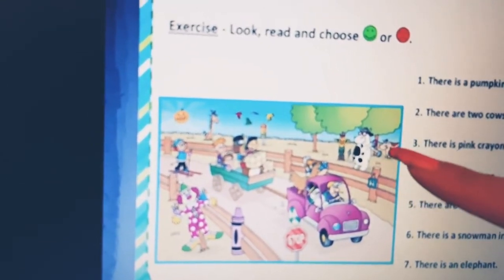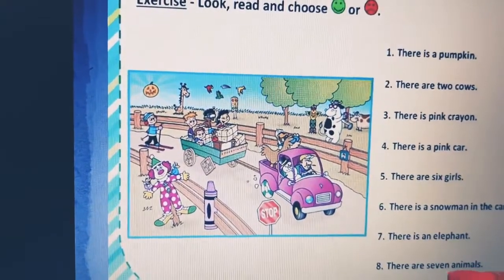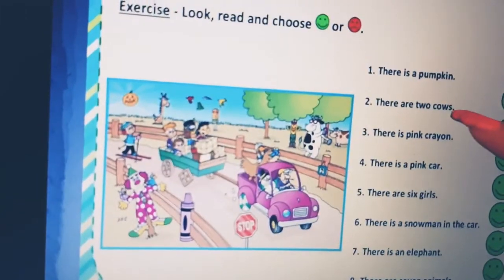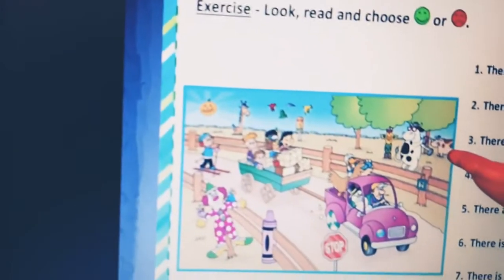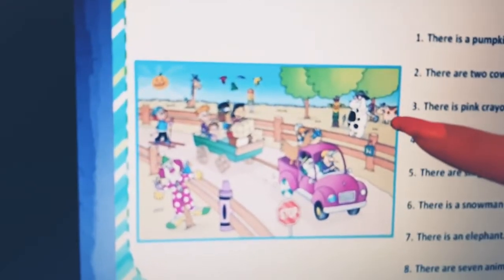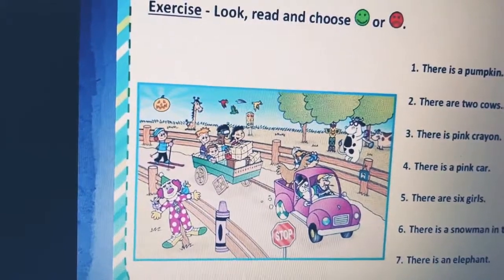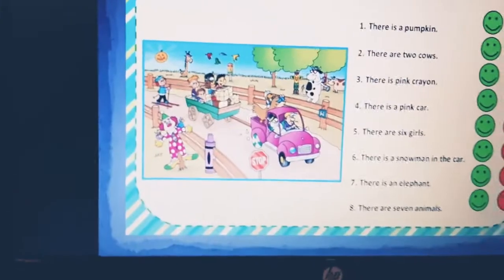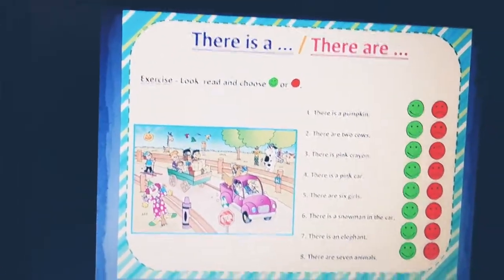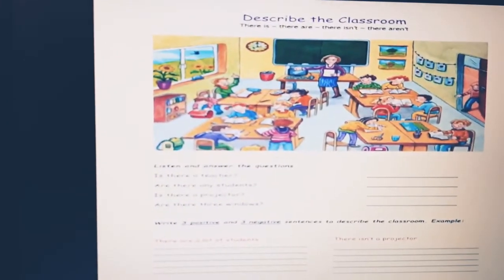I have another cow here. Okay, so there are 6, 7 animals. No, it's a red face. But do you remember question number 2, there are 2 cows? Yes, because we had a black and white cow, and I had another brown one. So in this case, in number 2, it's green. Yes. Okay, so we continue with another example. No, another exercise. So sorry.